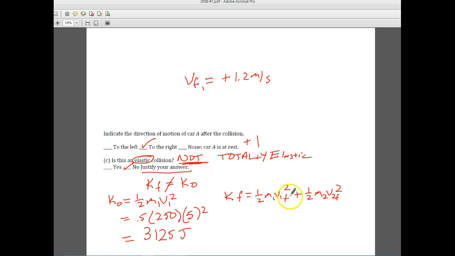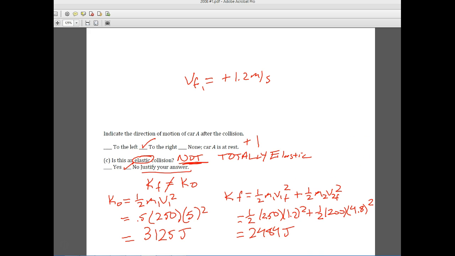3,125 joules. And then here we end up with 1/2 of 250 times 1.2 squared plus 1/2 of 200 times, and then we said the final speed was 4.8 squared. So now when you're done, this should end up being 2,484 joules. Where did some of that energy go? It probably went into sound, and it went into a little bit of heat.